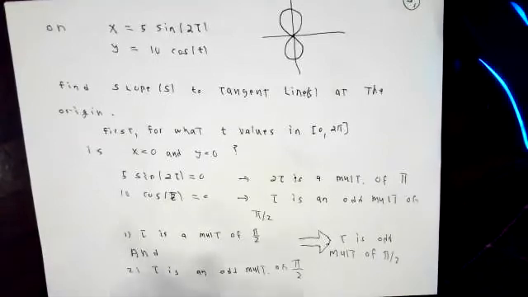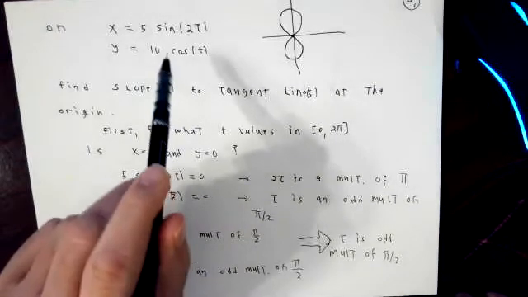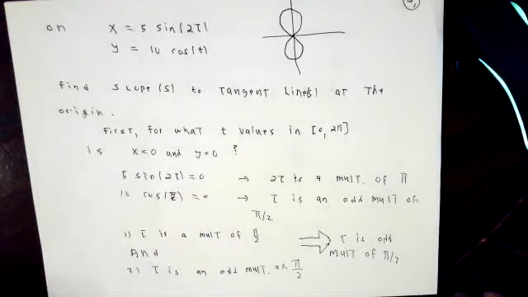First thing I have to do is identify what t values are going to land me at the origin. Now, I have trig functions here. Sine of something equals 0 only happens when the something is a multiple of pi.